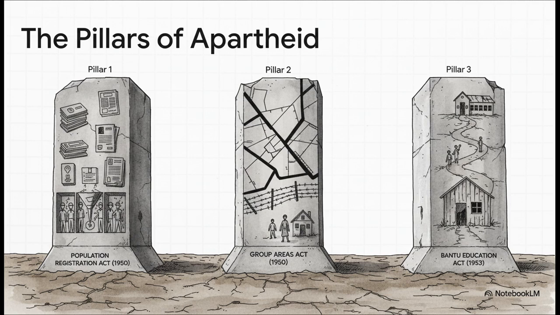The Population Registration Act put a racial label on every single person. The Group Areas Act told you exactly where you could live and, more importantly, where you couldn't. And the Bantu Education Act, well, that was designed from the ground up to give Black children a worse education, preparing them only for a life of cheap labor.